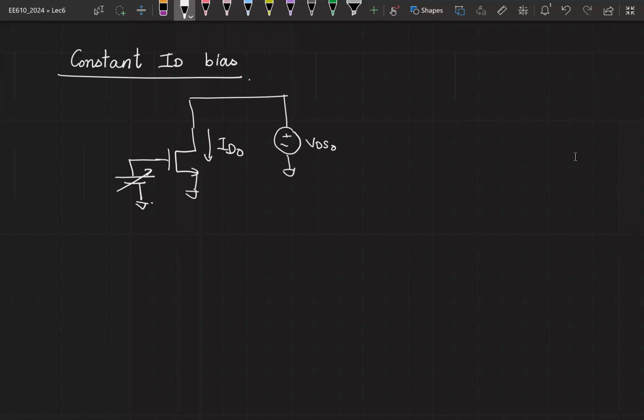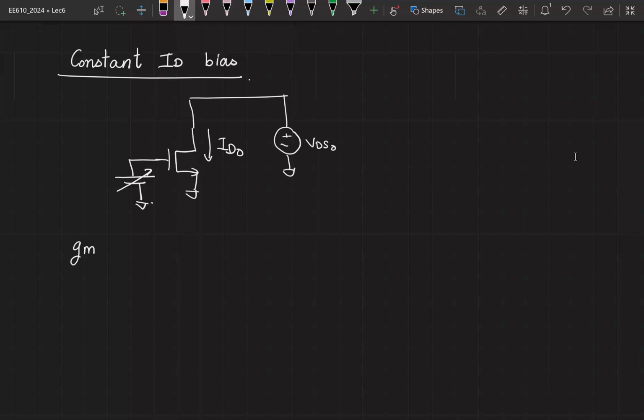Now, given that we have a condition like this, let us figure out how your gm is going to change when VTH is changing and when mu and COX are changing. And then we'll compare both the methods and see if there is a benefit in preferring constant ID bias versus constant VGS bias. If there is no benefit in doing this constant ID bias, then we don't have to go and figure out how to do the smart battery. We'll figure out some other solution to keep track of the parameter variation.